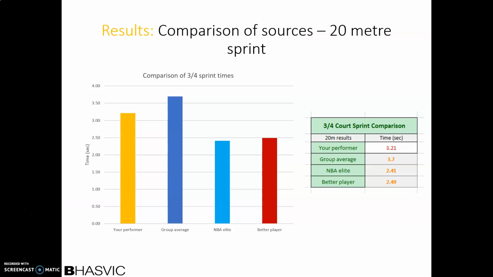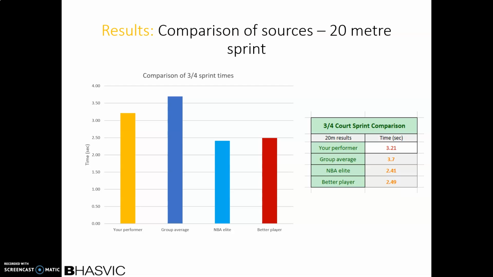Alongside the three graphs that I made for the two players, I also chose to make a bar chart so that I can compare my worst player against the model player, elite player and the group average. The graph has been broken down into time along the side. This is how long it took them to complete the 20-metre sprint. And the names of each individual or group is along the bottom of the graph. This graph shows that my performance result fell just below the group average.